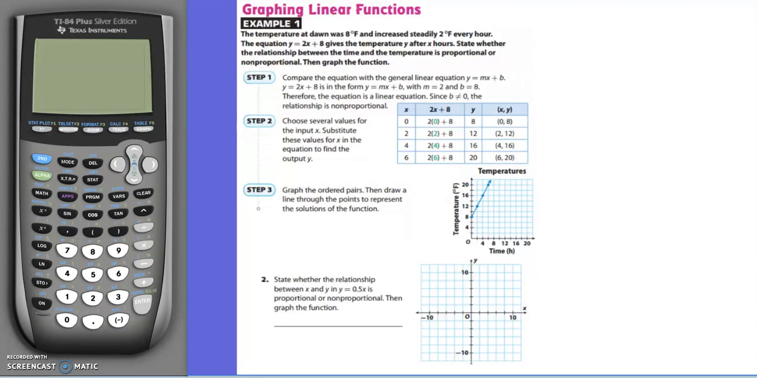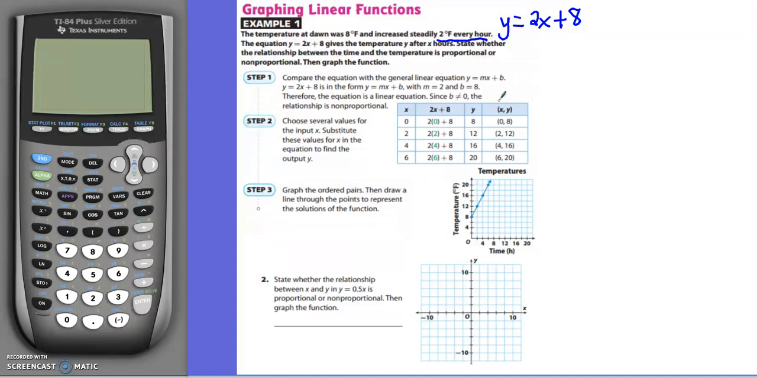On example 1, the temperature at dawn was 8 degrees Fahrenheit and decreased steadily 2 degrees Fahrenheit each hour. The constant rate of change is the 2x, and we have an initial value of 8. We want to state whether the relationship between the time and the temperature is proportional or non-proportional.